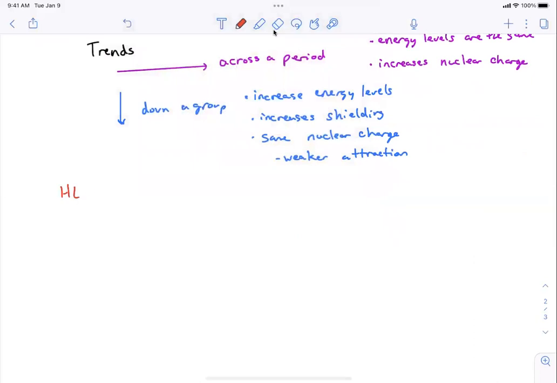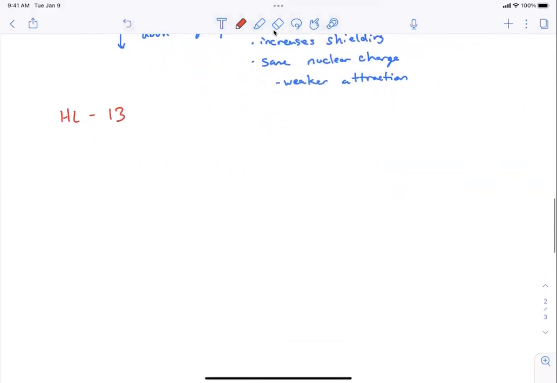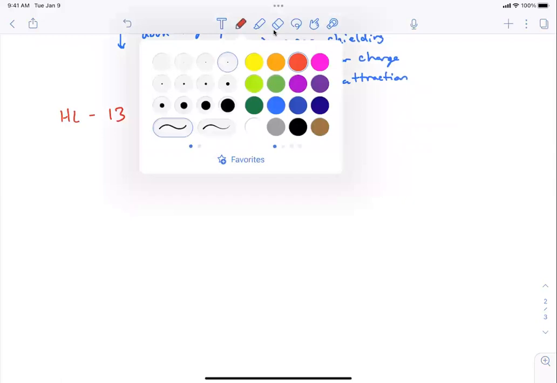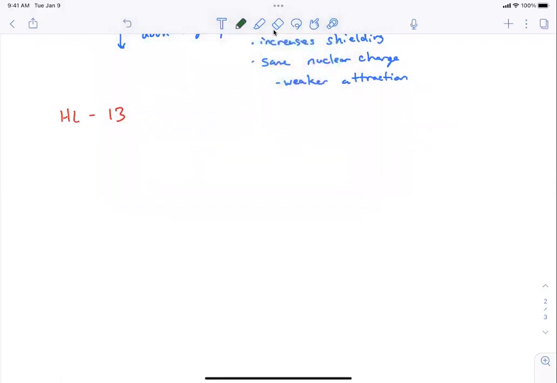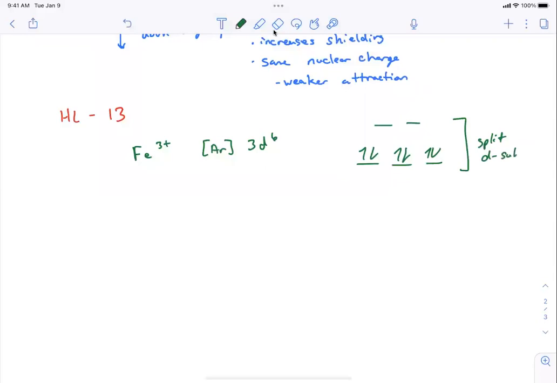Okay, HL here. I know we've only done this in a Saturday session, but I'm going to jot it down here as well. If I were to memorize this, I would think of Fe3+, which is [Ar] 3d6. And what I would do is draw this out. So this is HL only, so SL kids don't worry about this.